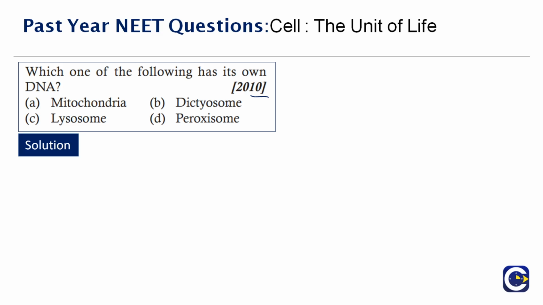Therefore the correct answer to this question is mitochondria. Why? Can anybody guess? See, mitochondria has its own DNA and it is a structure within the cytoplasm. We all know that, right? It is a structure within the cytoplasm of eukaryotic cells. And what does it do? What does this mitochondria do?